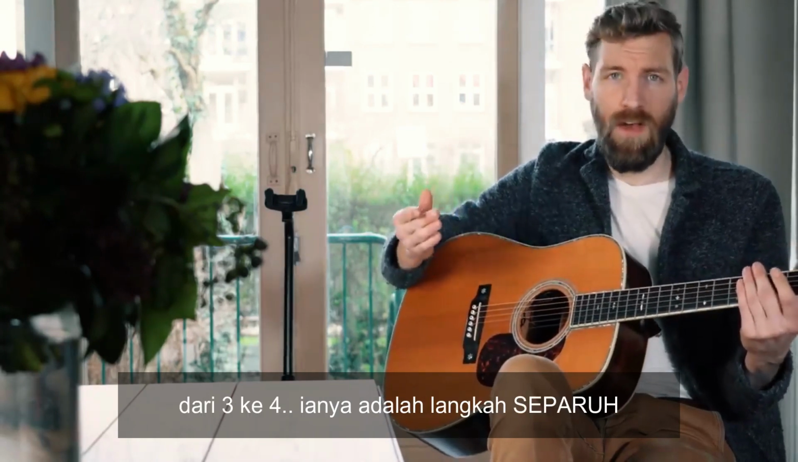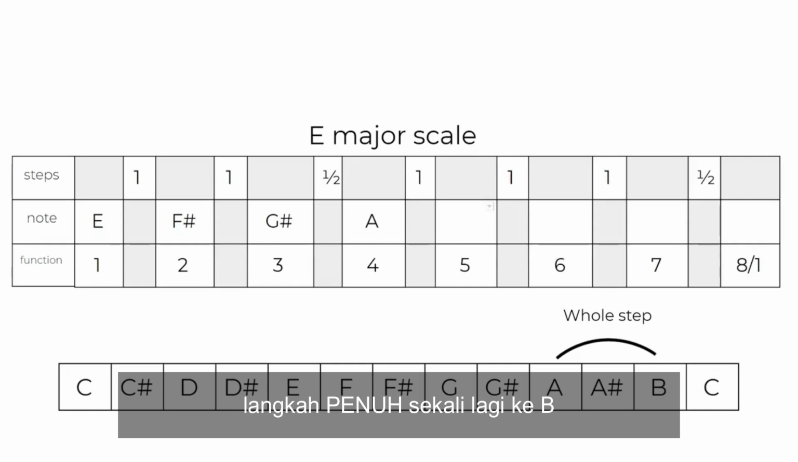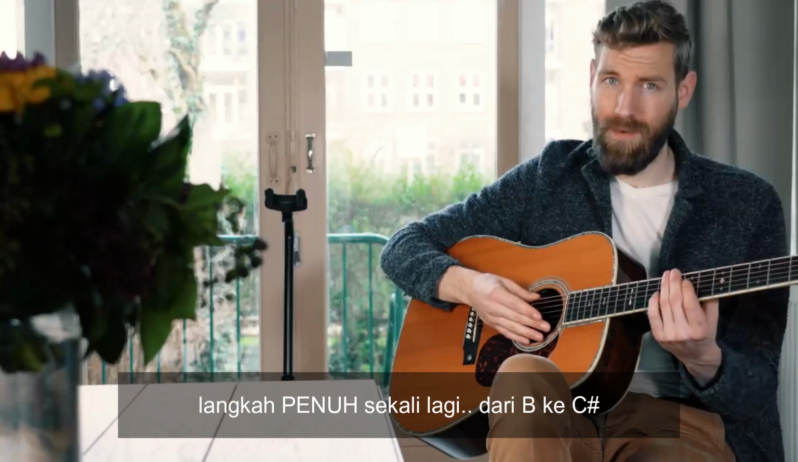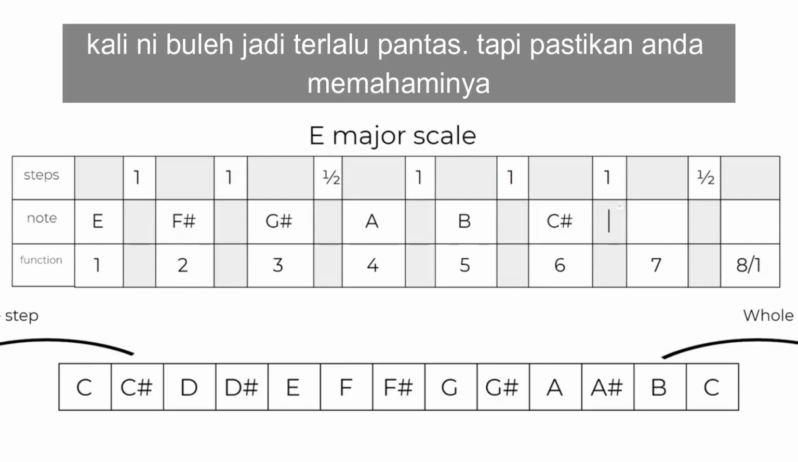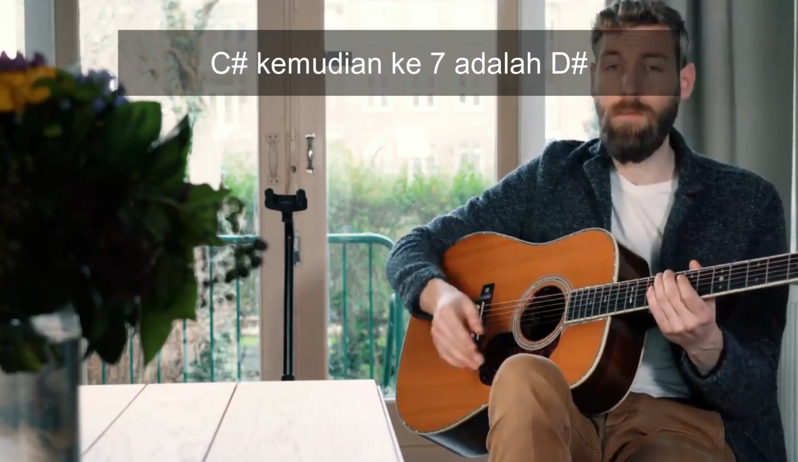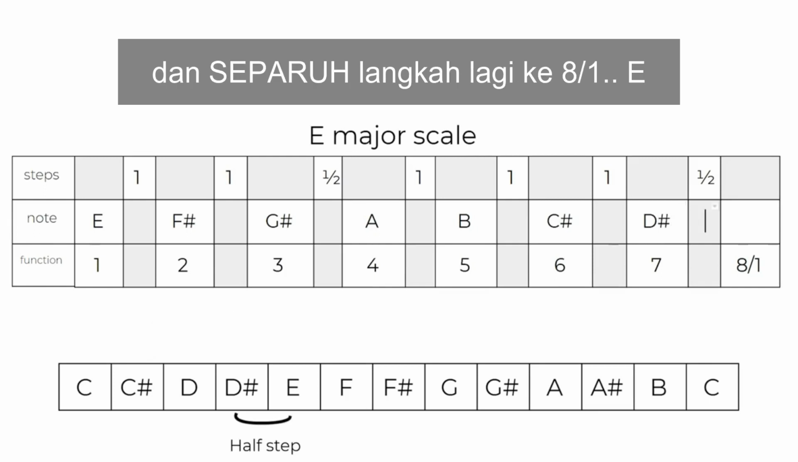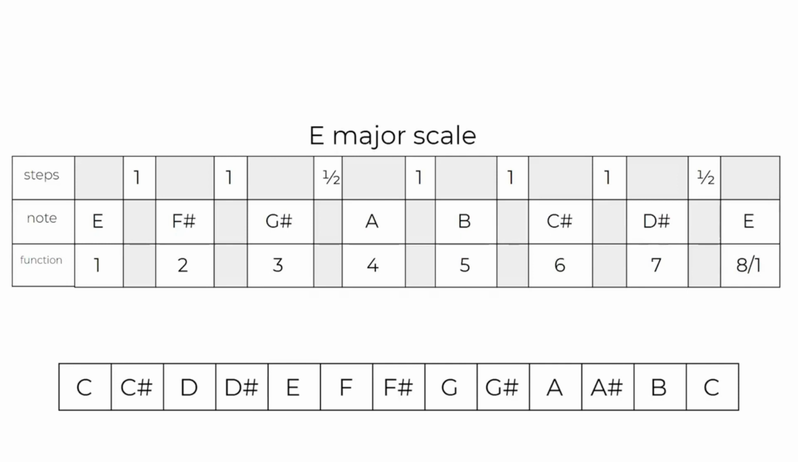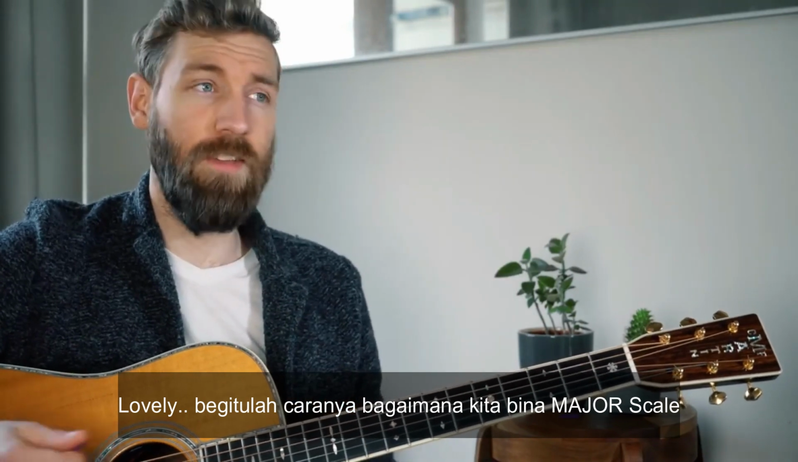From 3 to 4 there is a half step. So G sharp goes to A. A whole step up again to B. A whole step up again from B is C sharp. So this may be a bit too fast, but make sure to make this scale yourself. C sharp, and then the 7th is D sharp, and then a half step up again to the 1st, or the 8th, is E again. Lovely, and that is how we make a major scale, and that's the way it's constructed.